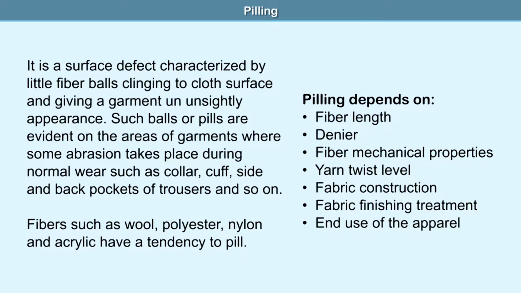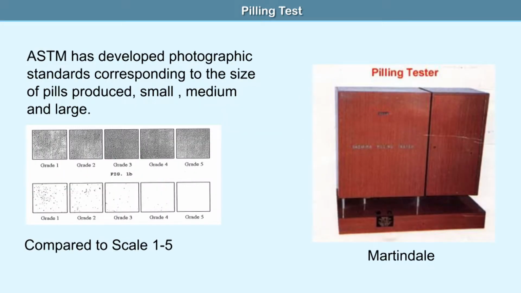Pilling depends on the fiber length, denier, fiber mechanical properties, yarn twist level, fabric construction, fabric finishing treatment, and end use of the apparel. The equipment used for pilling test is the Martindale tester. ASTM has developed 3 sets of 5 photographic standards, each set corresponding to the size of pills produced, small, medium and large, compared to scale 1 to 5.